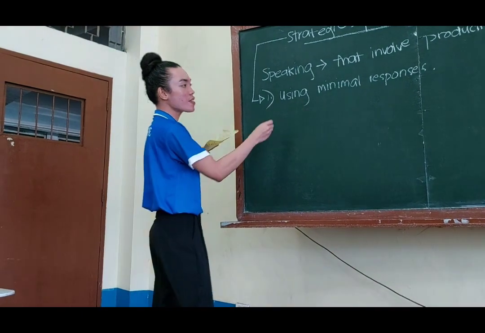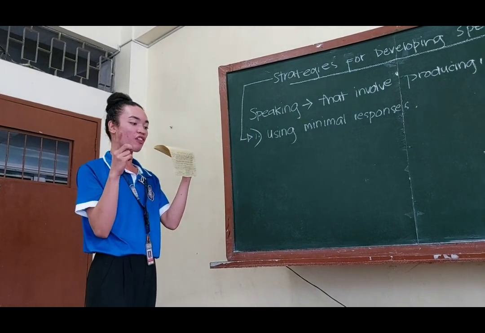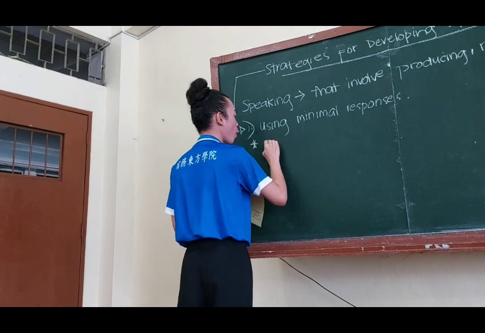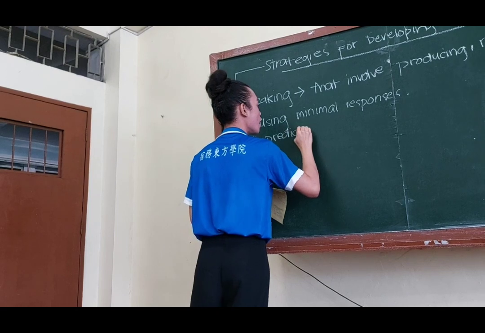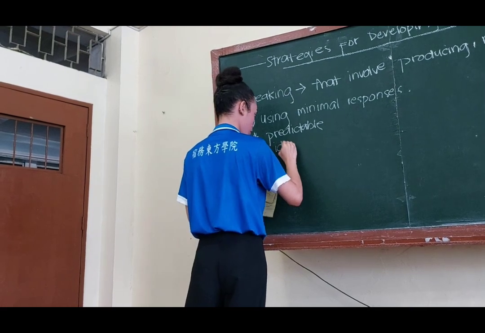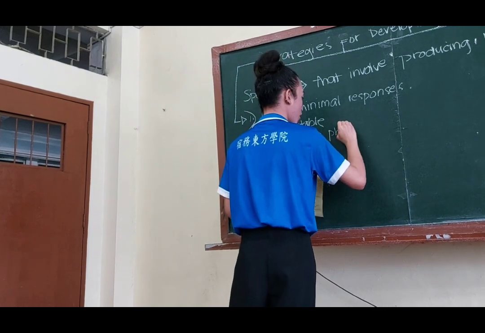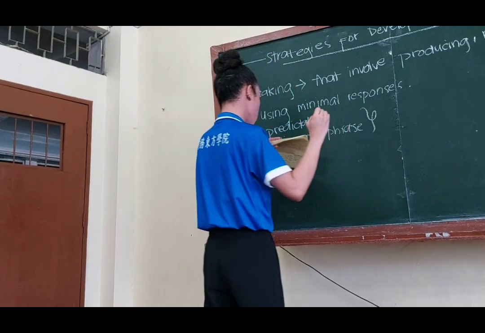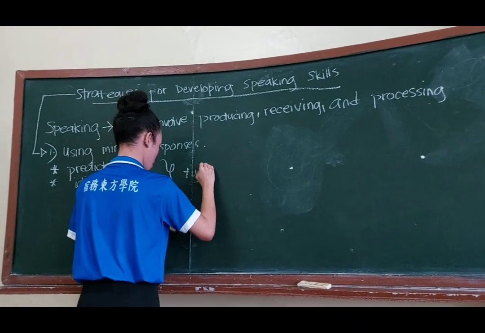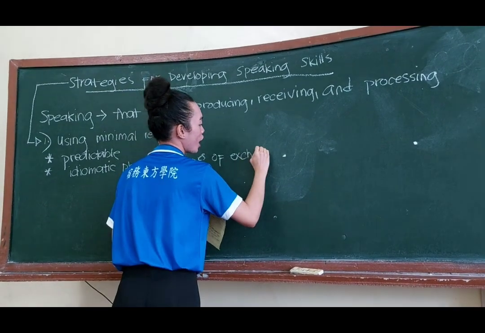In minimal responses, viewers or class, they can use 2 different types of exchange. So what are those? First we have the predictable, and the second one is the idiomatic phrase. So these 2 are the types of exchange.